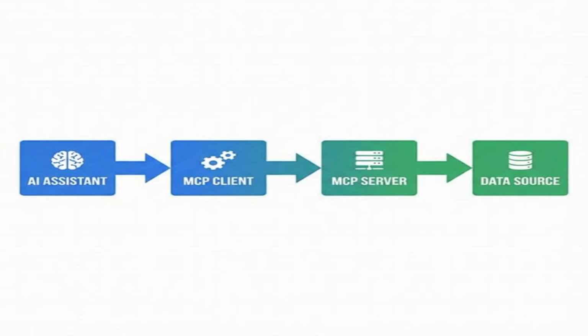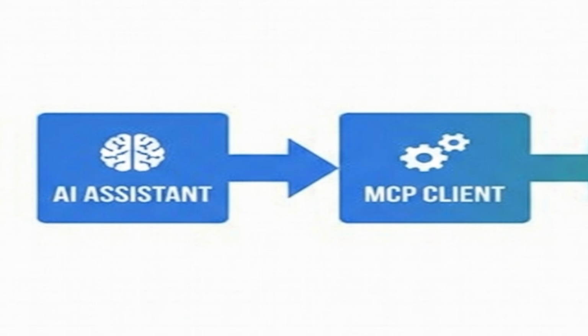Let's look at the architecture. It was created by Anthropic and is completely open source. On the left, in blue, we have the AI assistant and the MCP client. It is important to understand the distinction here. The AI assistant is the brain, usually a cloud model like Claude 3.5 Sonnet. The MCP client, sometimes called the host, is the application you are actually using, like the Claude Desktop app or the Cursor IDE, or maybe a custom chat interface you built. The client is responsible for maintaining the connection and deciding when to ask for help.